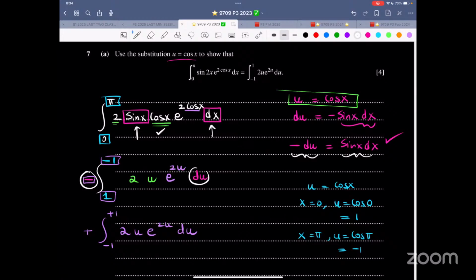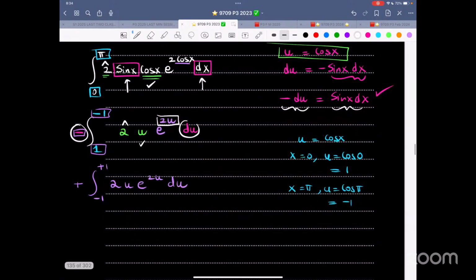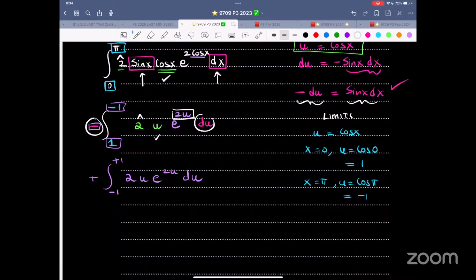Cosine x is u. This 2 remains as 2. E raised to power of 2x is e raised to power of 2u. And then the limits, 0 and pi. So limits also change according to the same equation. U is cosine x when x is 0, u is 1. When x is pi, u is negative 1.